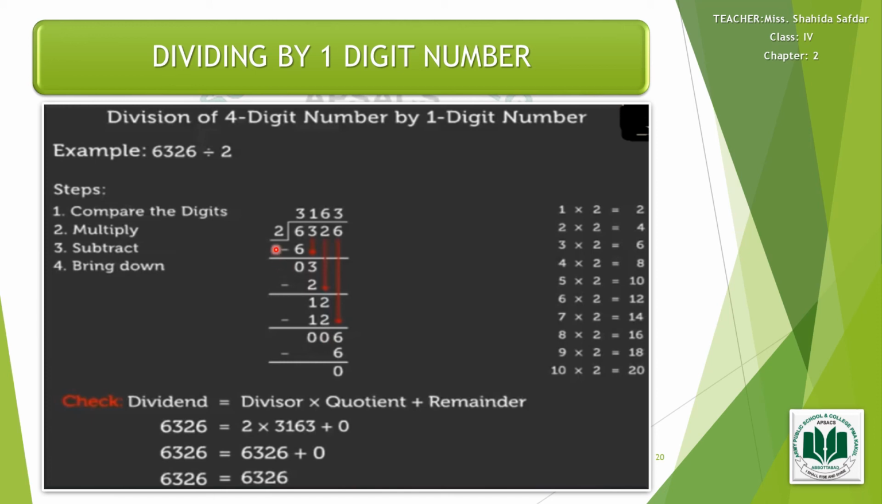Now again 2 multiplied by 3 equals 6. So we write 3 at the ones place in the quotient and 6 under the 6. Next we subtract 6 from 6. The remainder is 0. Now it's time to check our calculation by using the relation: dividend equals divisor multiplied by quotient plus remainder.